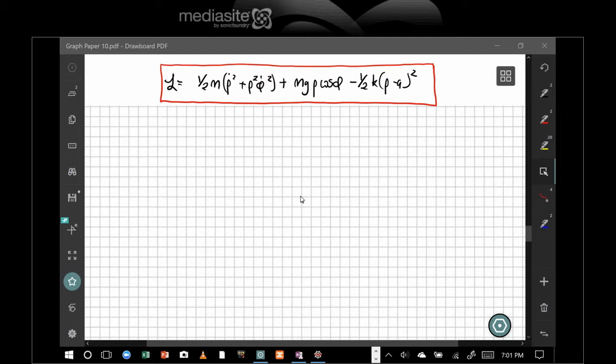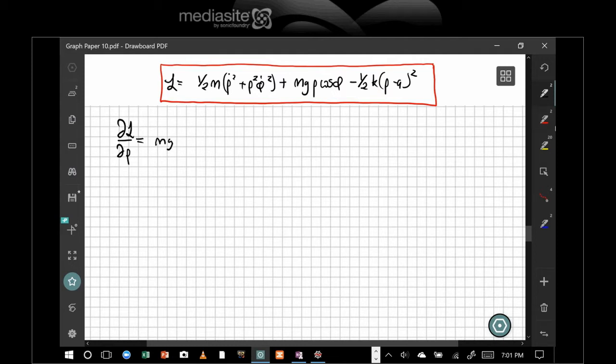Now what we're going to do is get the equation of motion for rho. We got it for phi. Now let's do it for rho. So what we're going to do is look at the partial L with respect to rho. That's going to be equal to, where's our rho? There's a rho here and a rho there, so you've got to do both of them.